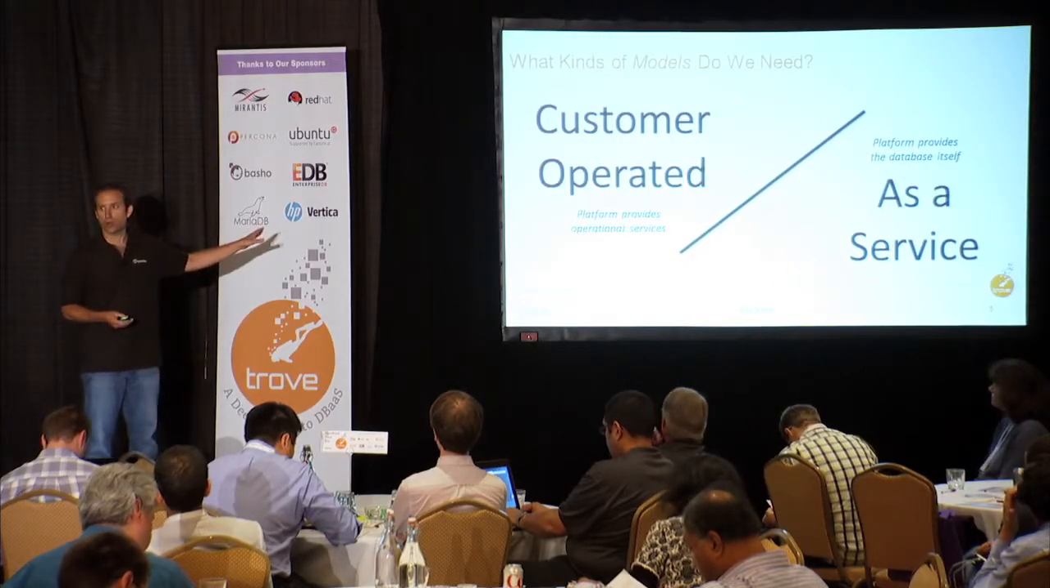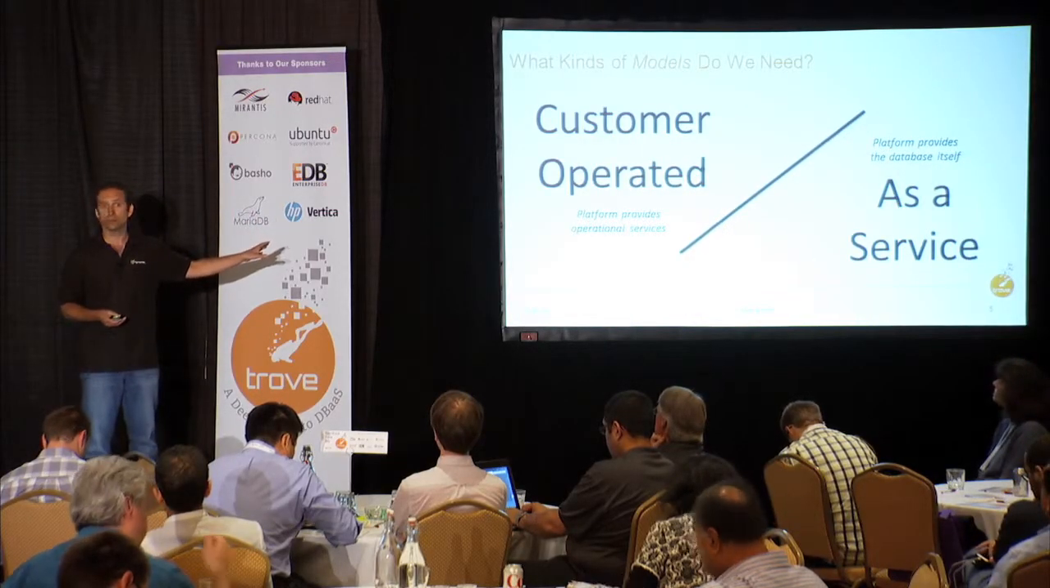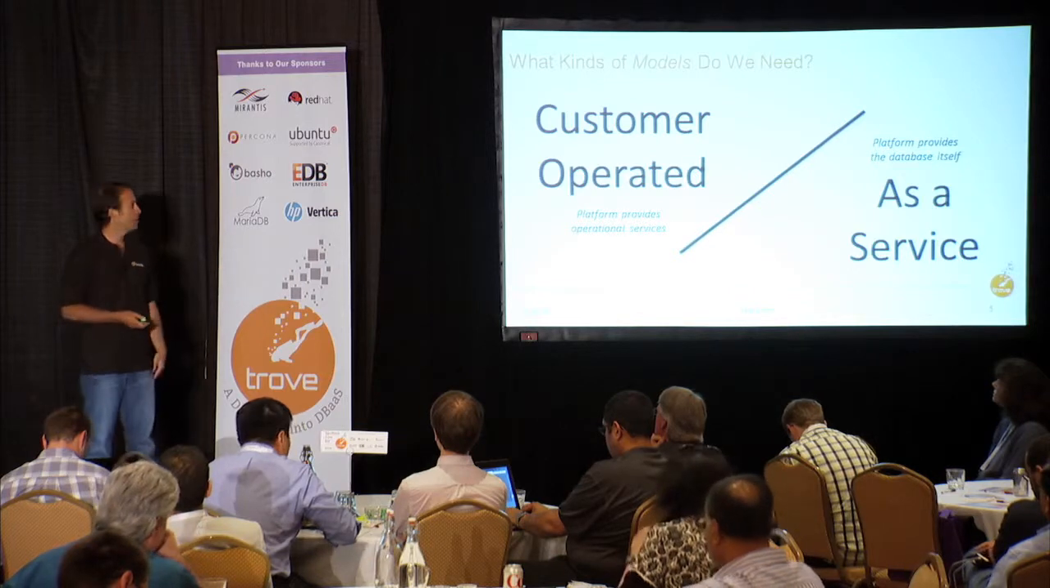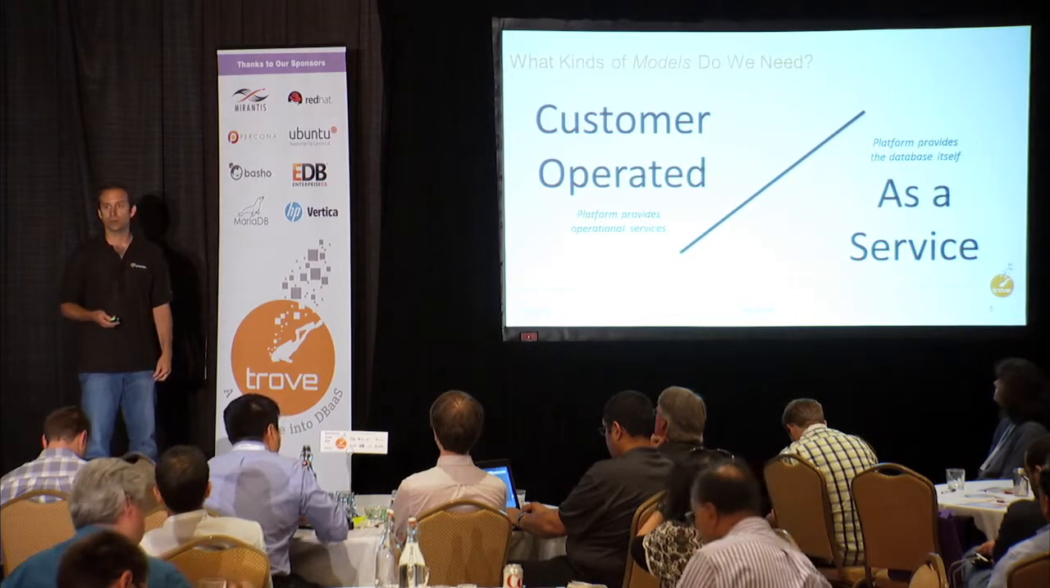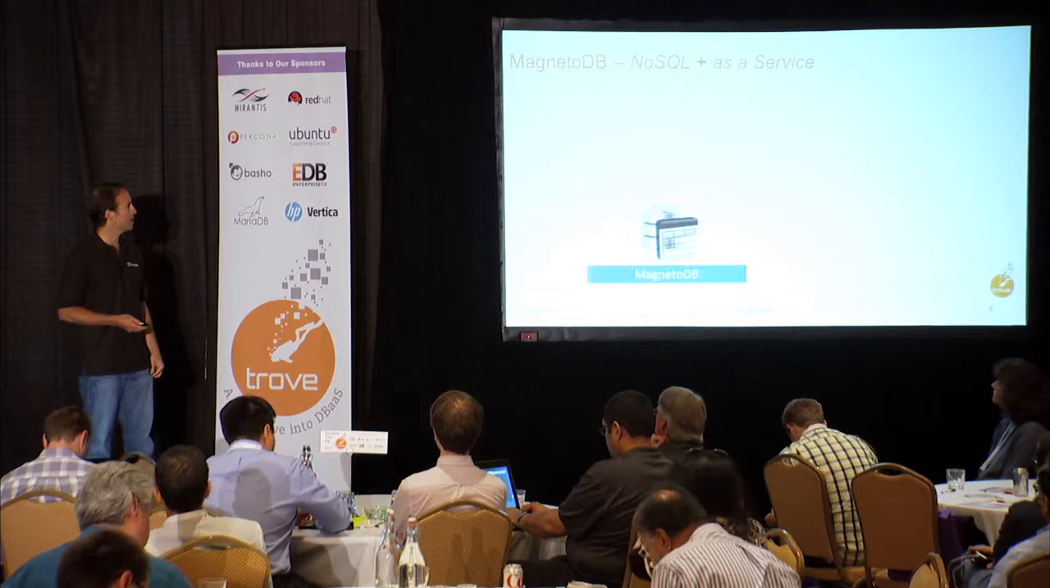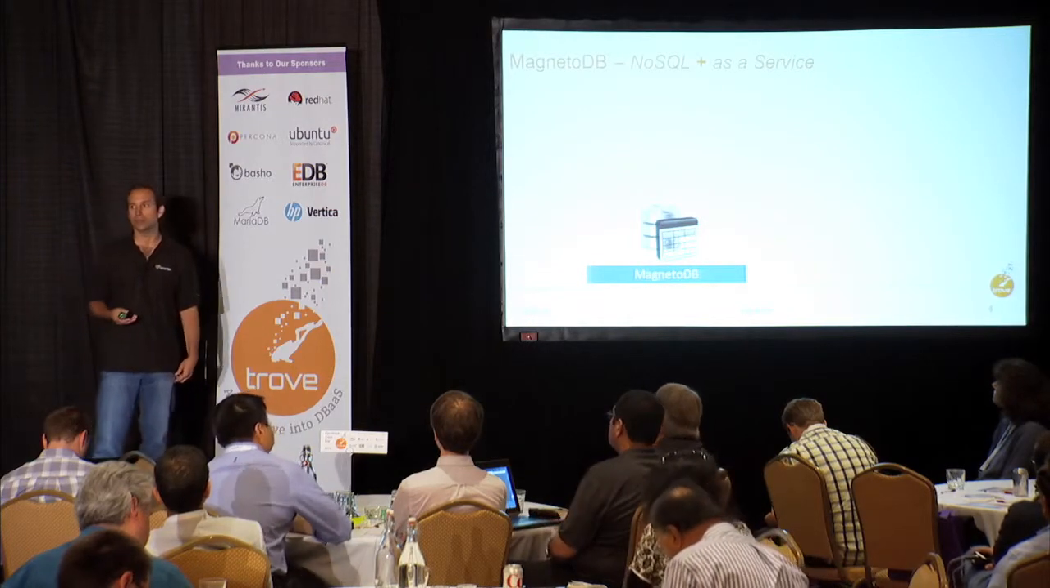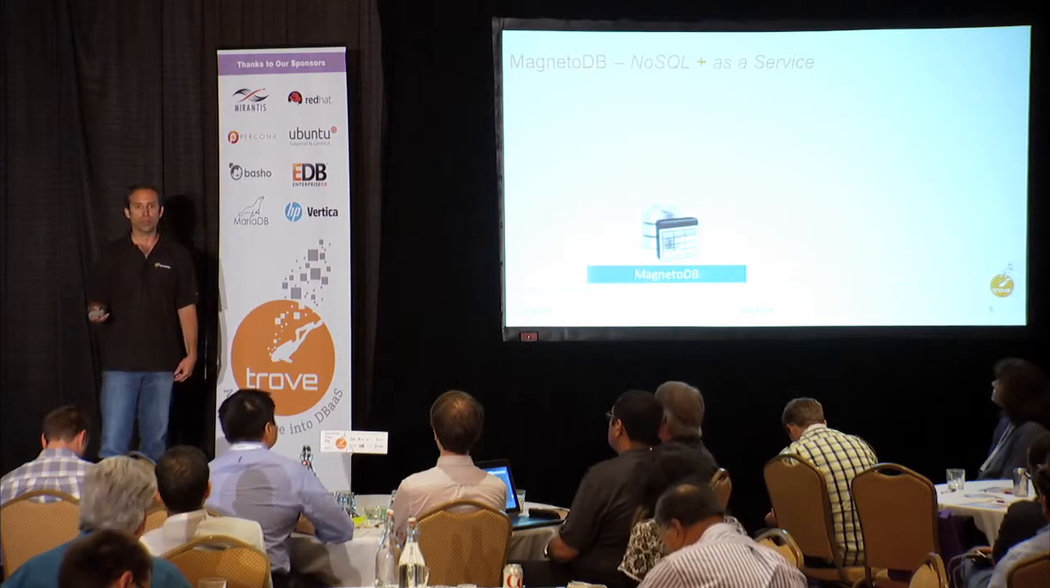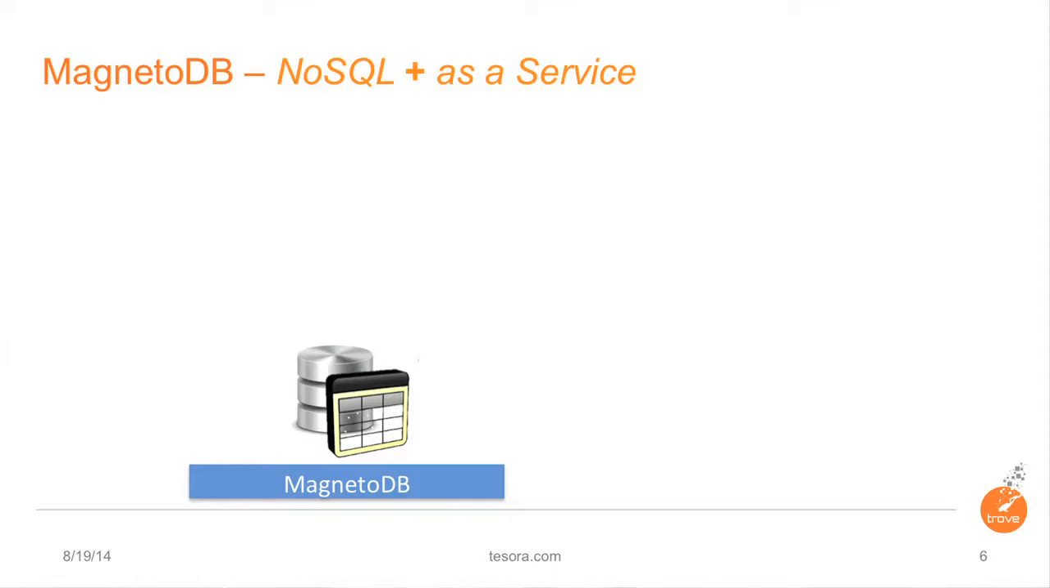So for the customer-operated model, absolutely, we're going to go with Trove. It's the right technology. For the as-a-service model, we decided that there was something new that we needed. So we partnered up with Mirantis, and we started to work on something called MagnetoDB. Again, it's on the NoSQL side, and it's on the data plane side.